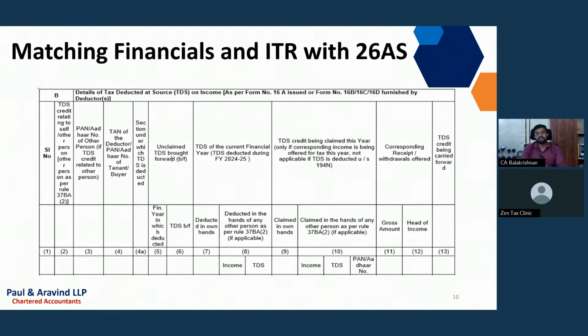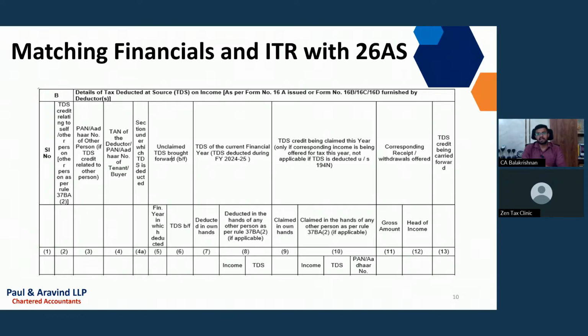And in column number 19, we need to report how much amount of TDS we are going to claim in our own hands, and how much TDS credit we are giving to other persons. That is, wrongly reported by the deductor. That is given in rule 37BA(2) of the income tax rules. And for other person deductions, we need to report income along with TDS. Income means the grossed up amount along with the PAN or Aadhaar number of the other person.